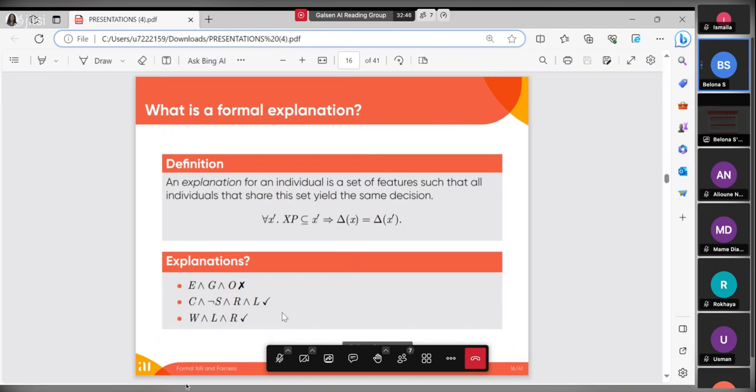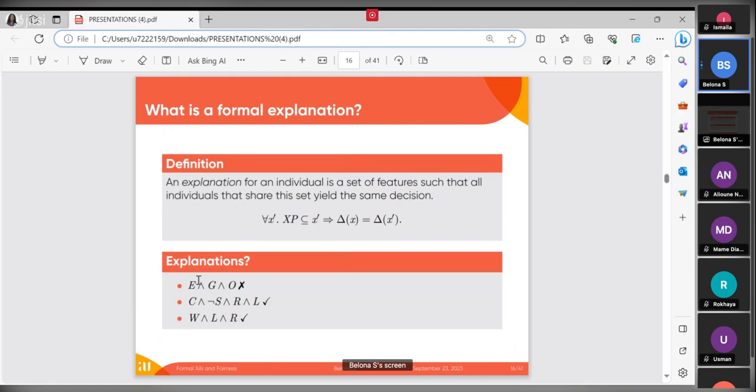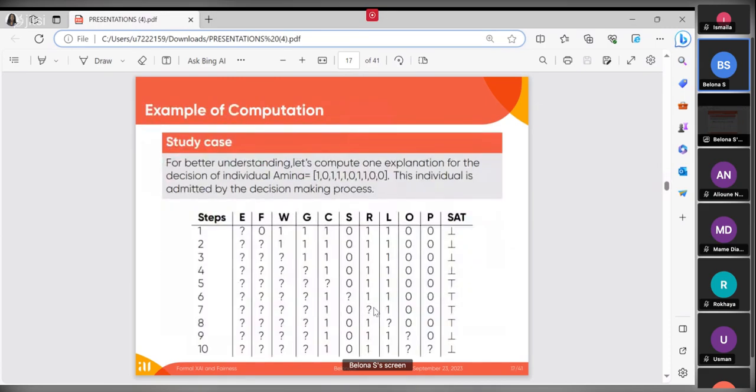So this is an example of how the formal explanations are set, how they look like. When we compute a formal explanation, this is how it will look like. That will be a conjunction of your features, for example. Okay, to make it simple, this is an example.